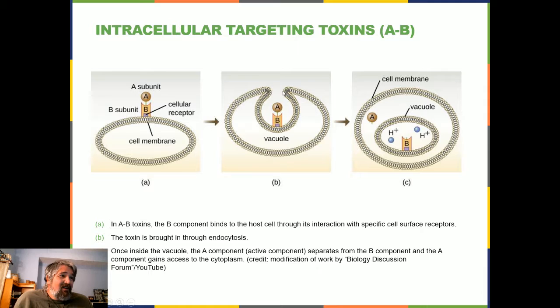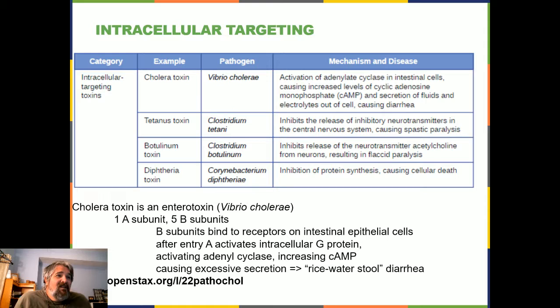So a little more detail talking about intracellular targeting toxins. These are AB toxins, meaning they have an A and a B component. And the B component is the portion of the toxin that is able to bind the receptor. And in this cartoon, we bound a receptor with our AB toxin. We have induced endocytosis. And then inside the vacuole, the A component separates and, in this case, escapes the vacuole and gets access to the cytoplasm. So again, our cholera toxin, our tetanus toxin, botulinum, and diphtheria toxins.